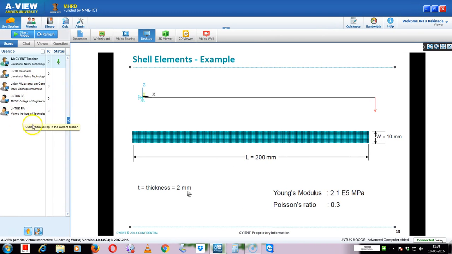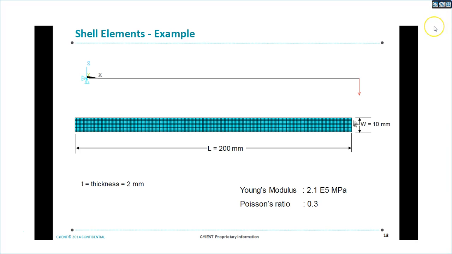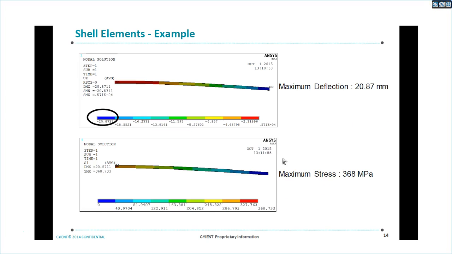We modeled a plane area and meshed it with shell elements. We assigned thickness 2 and used this Young's modulus and Poisson's ratio. This is the width of the plate, 10. When we solved this problem, we got a maximum deflection of 20.87, and we also got a maximum S1 principal stress of 368. Okay, so this is the maximum deflection, it is happening at the free end, and maximum stress is happening at the fixed end.